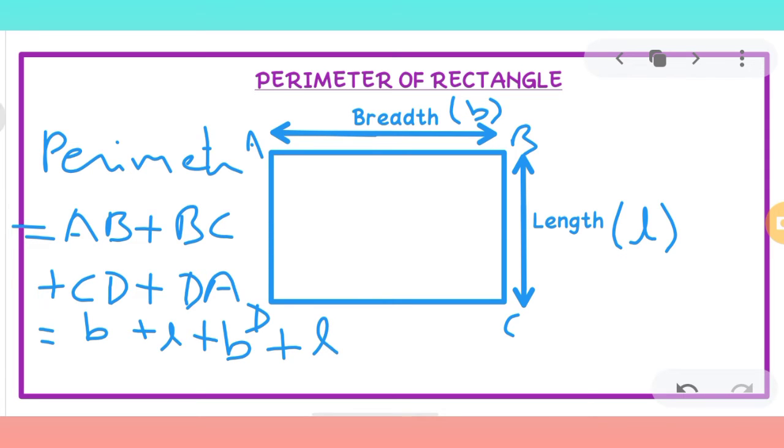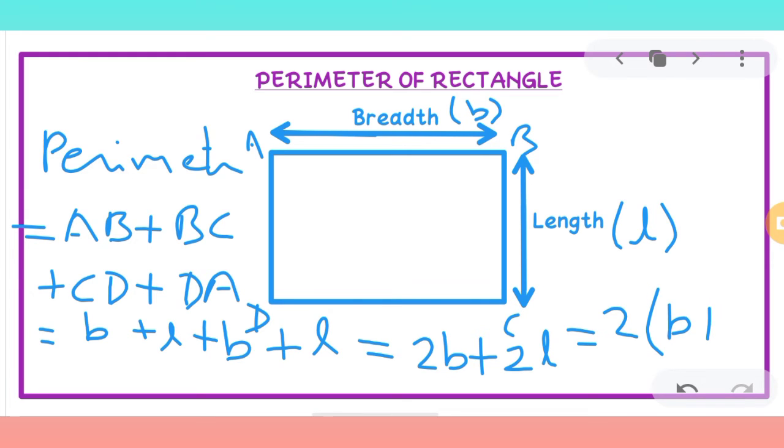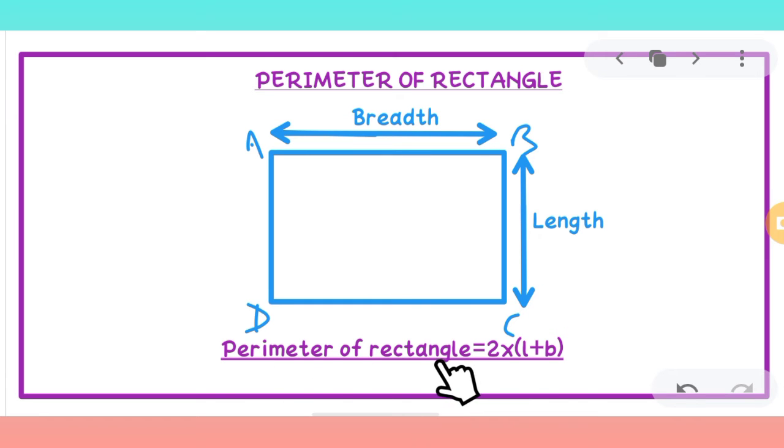So now see here kids, here you can see B plus L plus B plus L. We have two B's and two L's to add up. So what we can write? We can write 2B plus 2L. Now from this we get that if we take 2 as common, so the perimeter will be L plus B or B plus L. Thus, perimeter of rectangle will be 2 into length plus breadth, that is 2 into L plus B.